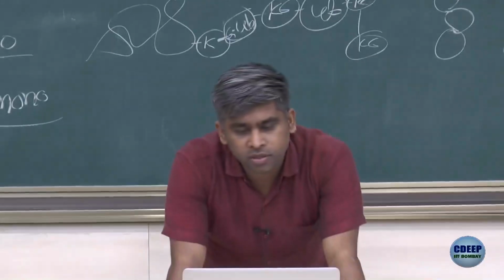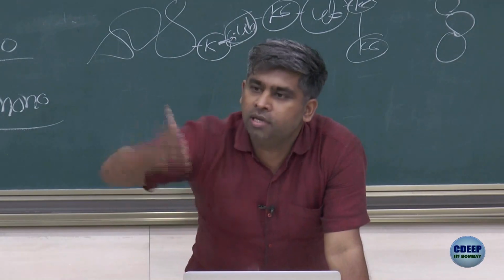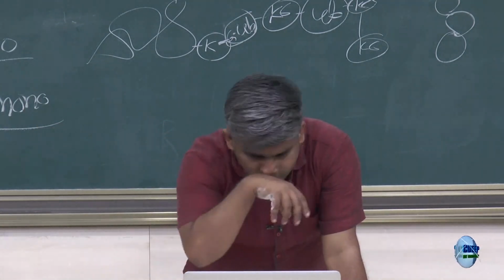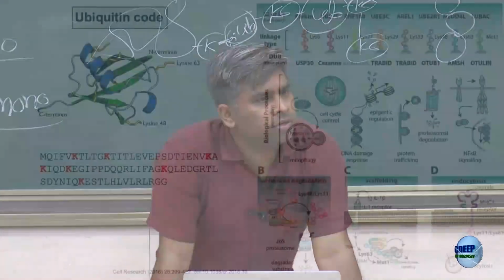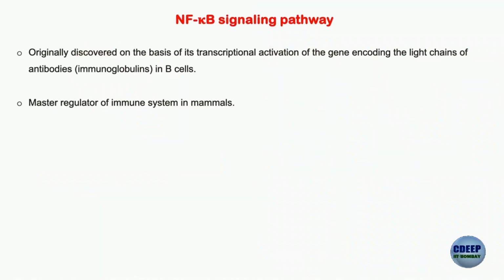For linear ubiquitin, there is only one system, LUBAC, which can add only linear ubiquitin chains. You must have heard about APC, the anaphase promoting complex, which associates with different E2s and then forms different types of ubiquitin chains. So, it's very interesting. It's a very huge space, and people have done a lot of work on it, and still it is very interesting. Anyways, coming to this, now let's talk about the NF kappa B signaling pathway.